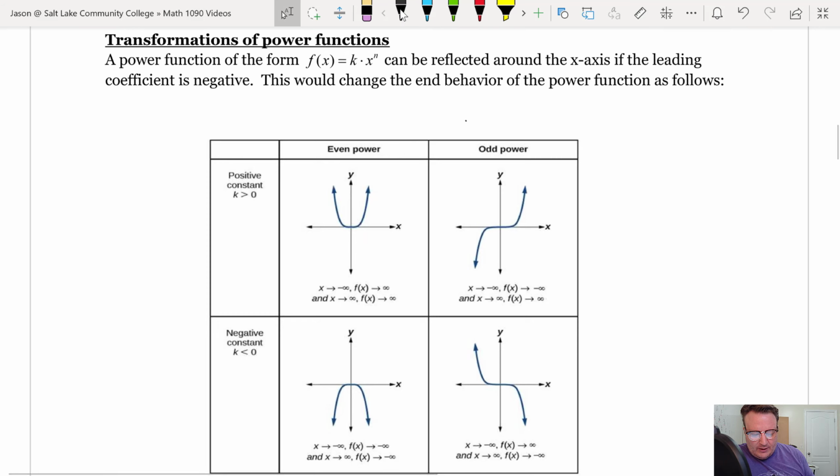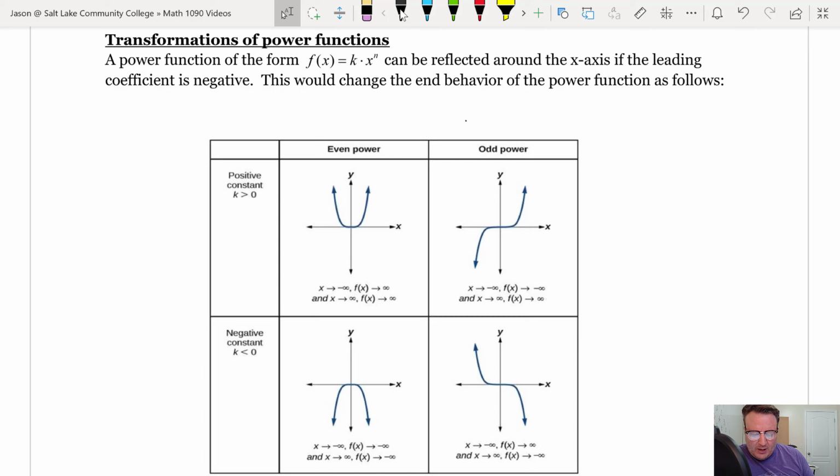So, transformations of power functions. A power function of the form f of x equals k times x to the n can be reflected around the x-axis if the leading coefficient is negative. This would change the end behavior of the power function as follows. If we have an even power function, that's this left-hand column. If we have an odd power function, it's the right-hand column. And then if k is positive, that's the first row. For negative k, that's the second row in this table.